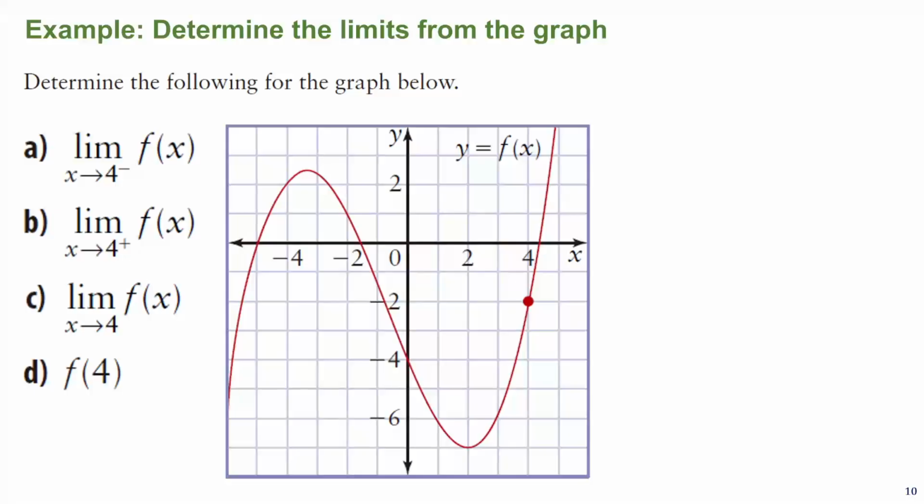Suppose we have a function's graph like this below. Can you evaluate the following four expressions? First, the limit of f(x) as x approaches 4 from the left side. What is this value here? And B, what is the limit of f(x) when x approaches 4 from the positive side? C, what is the limit of f(x) when x approaches 4? Then what is f(4)?